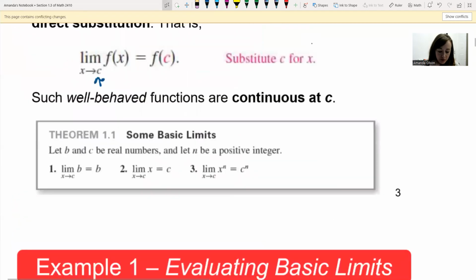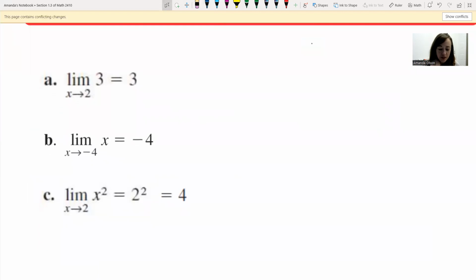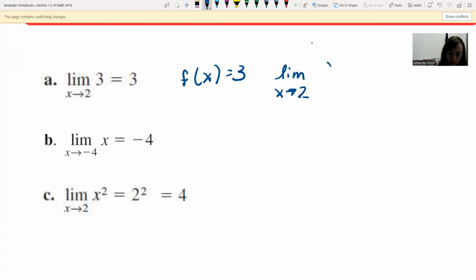Okay, so that works really well when we have a constant function or a power of x function. All of those allow for direct substitution. You can see that. If my function, for example, was f of x equals 3, and I was considering what happens as x approaches 2, well, the limit as x approaches 2 of f of x is just going to be f of 2. And f of 2 in this case is just 3, because it's the constant function.